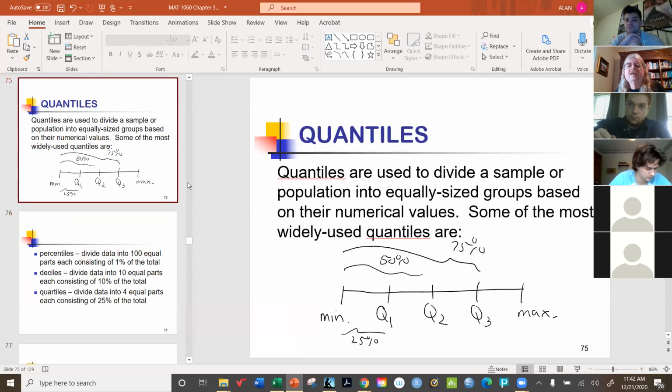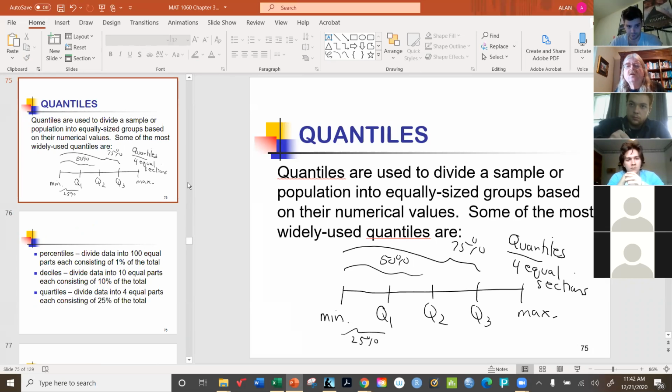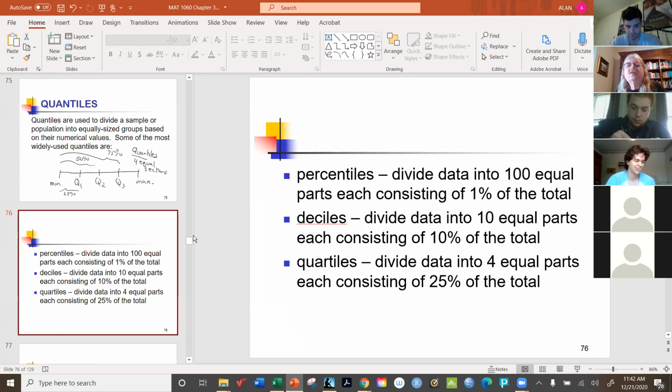Oh, by the way, I just want to mention, these are a special type of quantiles. These are called quartiles. The word quart is an indication that these are 4 equal sections. But there's others too. The word quantile is more general than that. Now, here's a couple you may have heard about before.